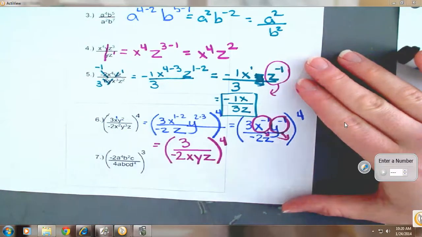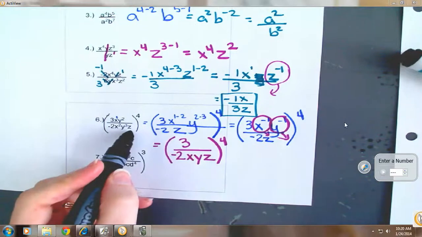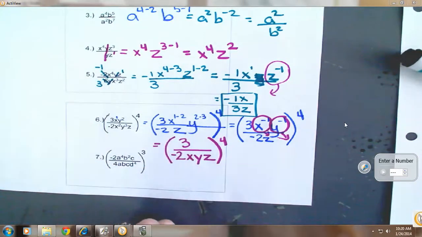Wouldn't you put z up the top since it wasn't a negative? No, it's going to stay put. The only time it's going to change is if it has a negative. I'll leave it where it is. Right, because in the original problem I had z in the denominator. It's going to stay in the denominator because I can't do anything to it.